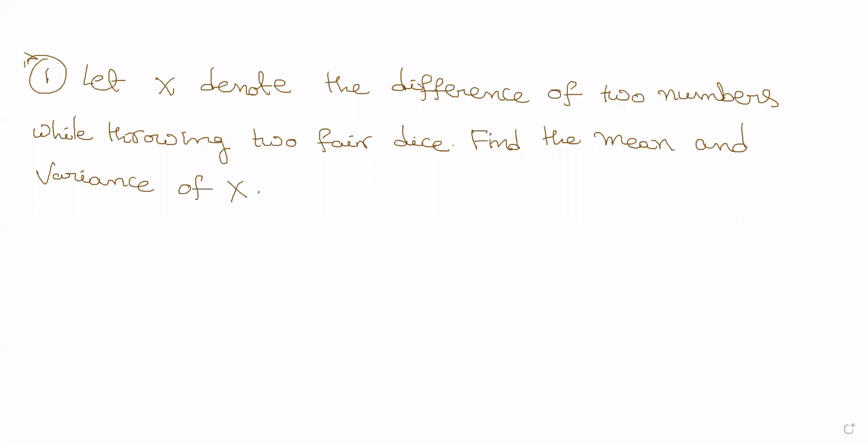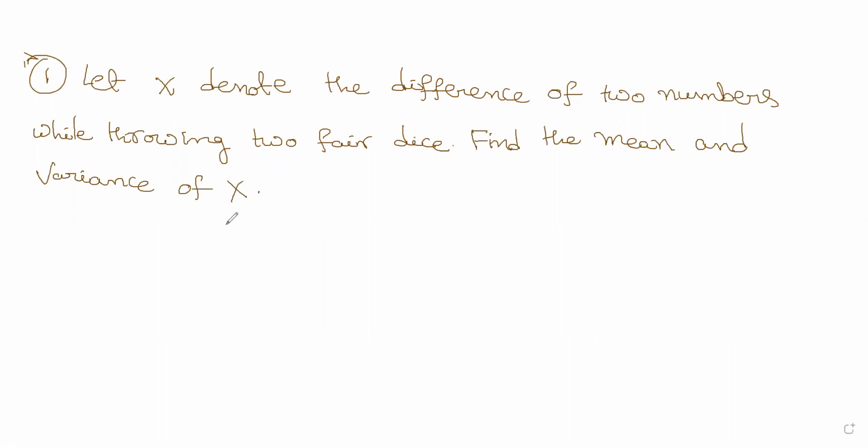So the first question goes like this. Let X denote the difference of two numbers while throwing a pair of dice. Actually, two dice are thrown, and you have to find the difference of the numbers, and find the mean and variance of X.